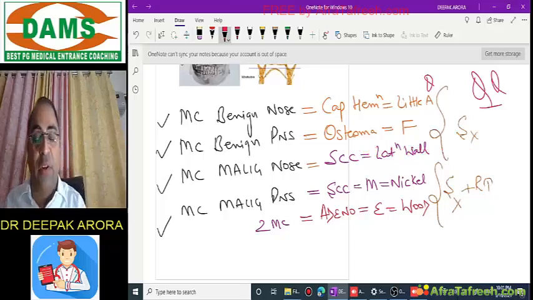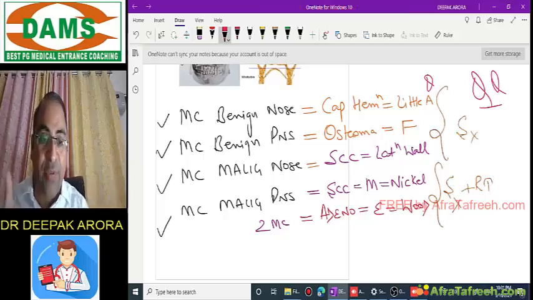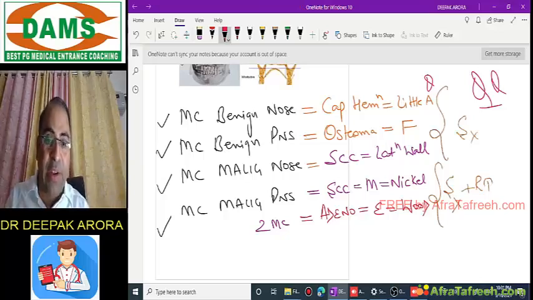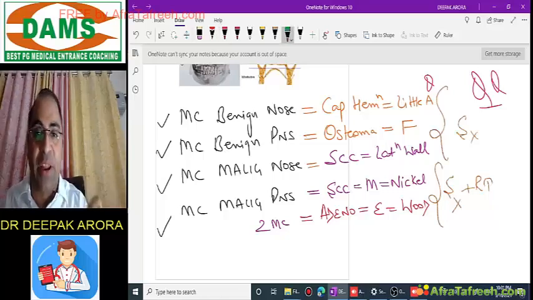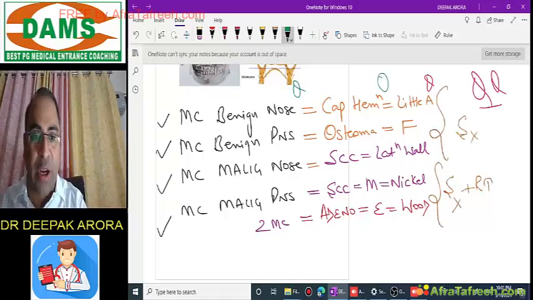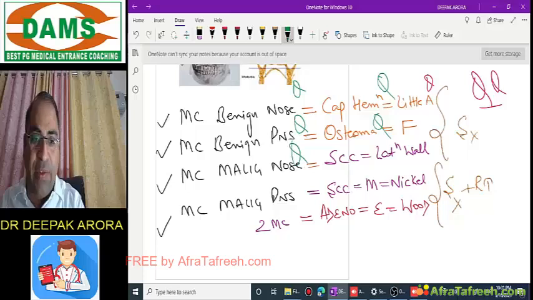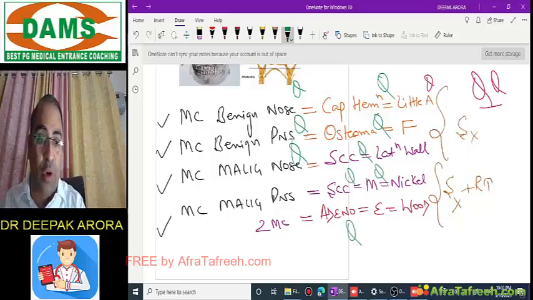Most common malignancy of paranasal sinus, sir, squamous cell carcinoma. Again, on maxillary. Which patient? Sir, nickel industry. Which is the second most common malignancy of PNS? Sir, adenocarcinoma. Which sinus? Ethmoid, wood industry. I will be taking 1 more minute to repeat these points. Benign tumor of nose, capillary hemangioma. Benign tumor of PNS, osteoma. Malignancy, squamous in PNS, common in maxillary, but adeno, common in ethmoid.